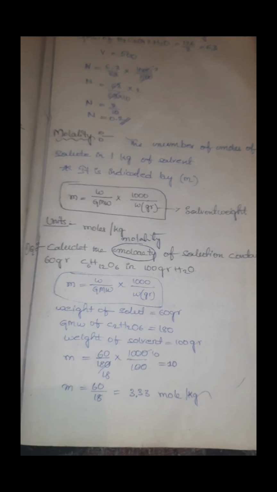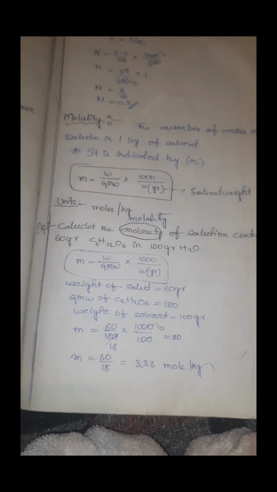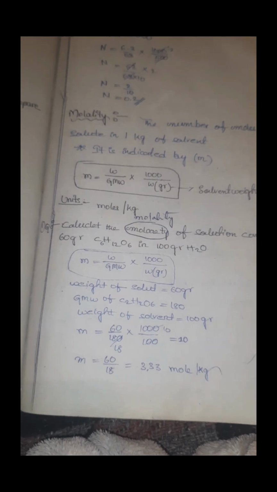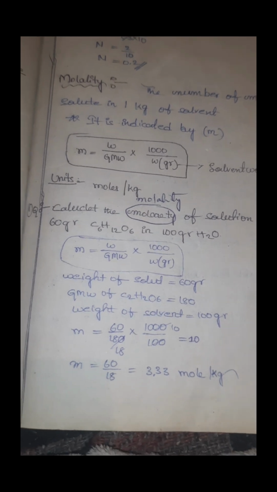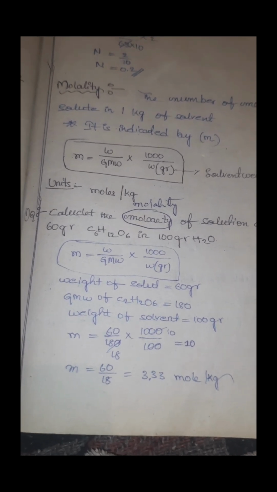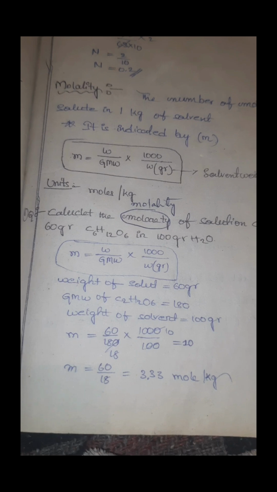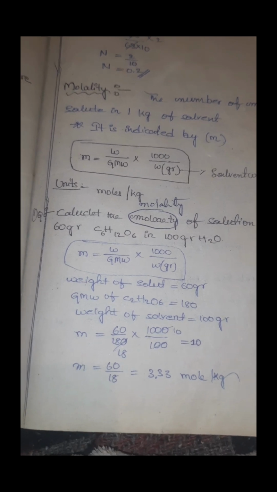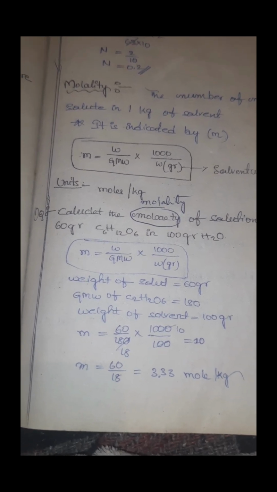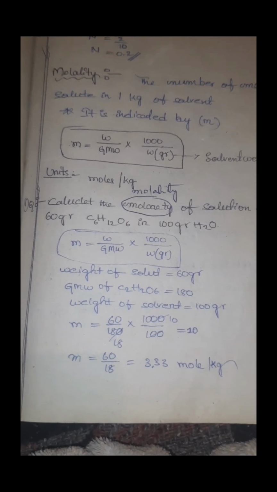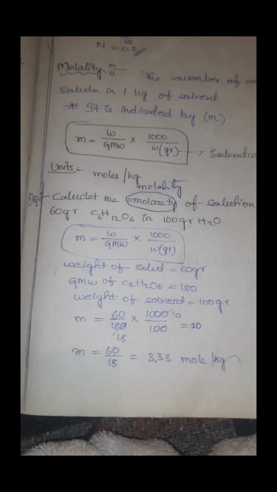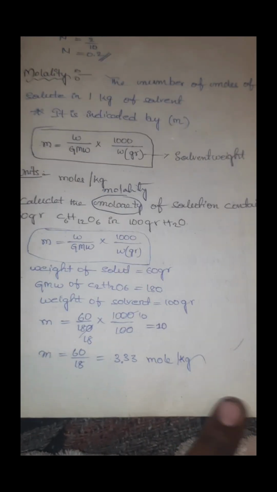Calculate the molality of a solution containing 60 grams of sucrose in 100 grams of H2O. The formula: molality equals weight by GMW times 1000 by solvent weight. Weight of the solute is 60 grams. GMW of sucrose is 180. This is the glucose, not sucrose. C6H12O6 was the glucose formula. Weight of the solvent is 100 grams. Molality equals, find it out.